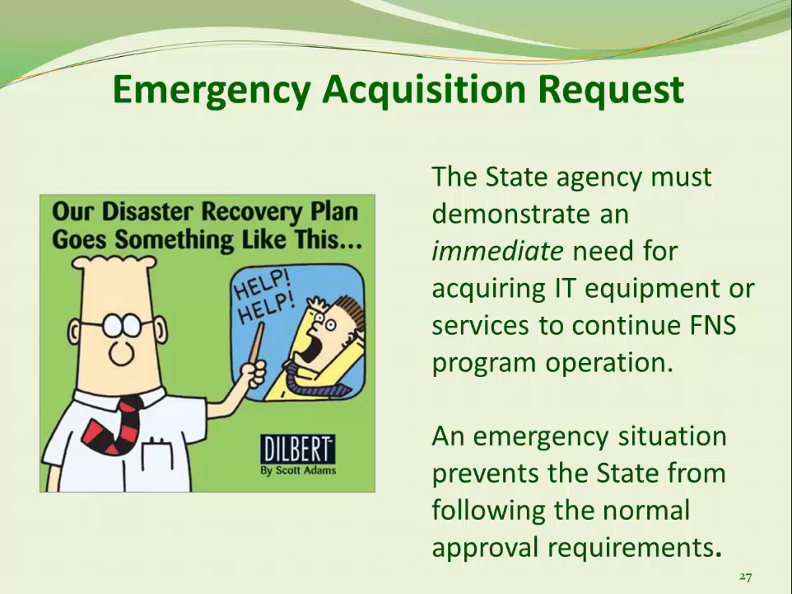Emergency situations are those in which the state agency can demonstrate to FNS an immediate need to acquire information system equipment or services to continue operation of an FNS program, and that the need prevents the state from following the normal prior approval requirements. Examples of such situations include equipment failure attributed to physical damage or destruction caused by natural or other disasters, and changes imposed by federal legislative requirements that necessitate immediate acquisition of information system equipment or services. Poor planning is not considered an emergency situation, and the use of an EAR is not allowed in such circumstances.